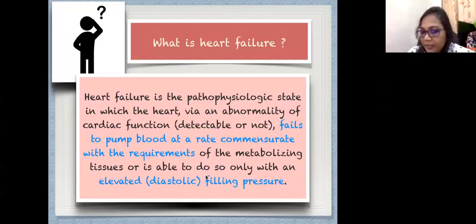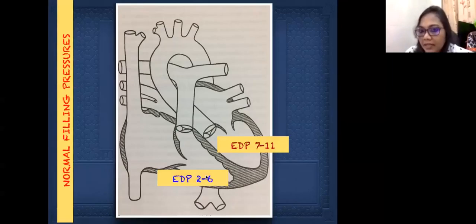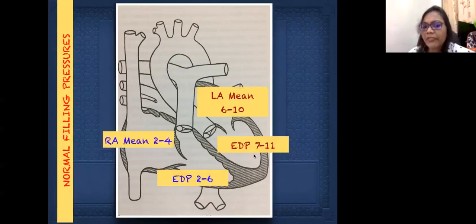So what is the filling pressure? Filling of the heart occurs in diastole. So filling pressure essentially means diastolic pressures. The normal end diastolic pressures of the right ventricle are somewhere between 2 to 6 millimeters of mercury, and of the left ventricle somewhere between 7 to 11 millimeters of mercury. If you look at the mean pressures of the atria, they closely follow the ventricles. RA mean is somewhere between 2 to 4, LA mean 6 to 10. So the LA mean has some relation to the LV-EDP, as you understand, and RA mean has some relation to the RV-EDP. This is because these chambers communicate with each other.